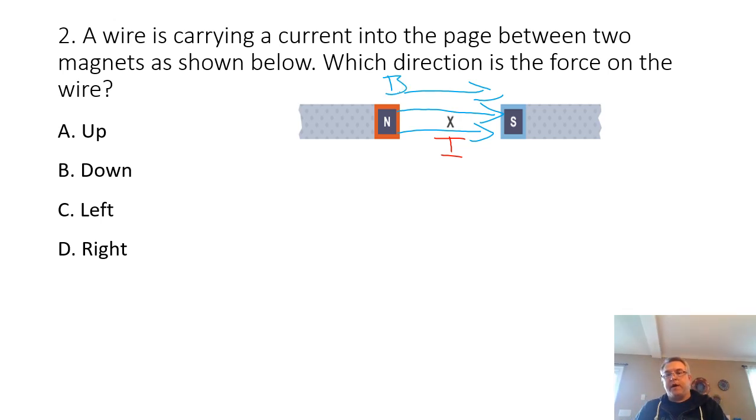So if I orient my hand so that my fingers, which is when I use my right hand rule, and again, use my left hand to demonstrate, but my fingers are the current, my palm is the magnetic field, and my thumb is going to be the force. So if I orient my hand so that my fingers are going into the page or in the negative Z direction, my palm is facing to the right, we can see that my thumb is pointing downward. So the correct answer for this problem is going to be B, going down.